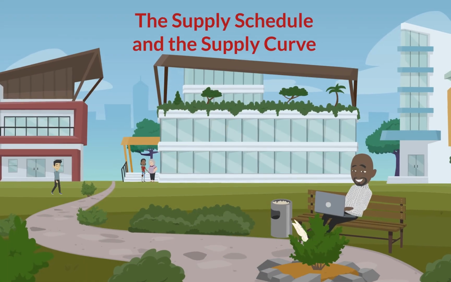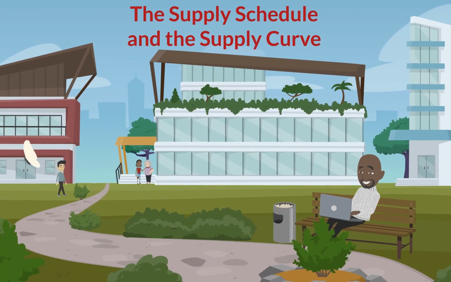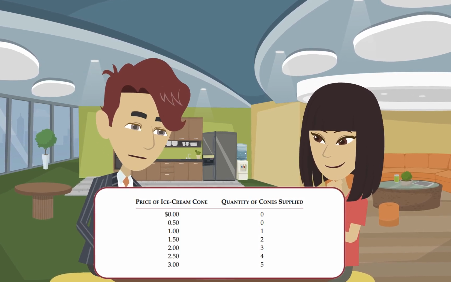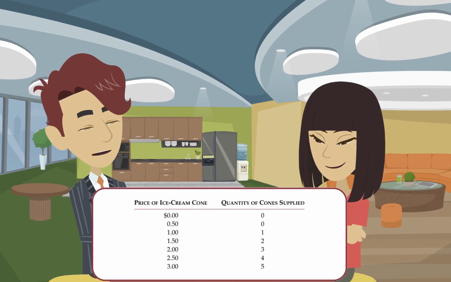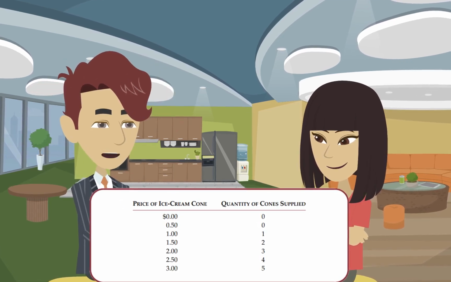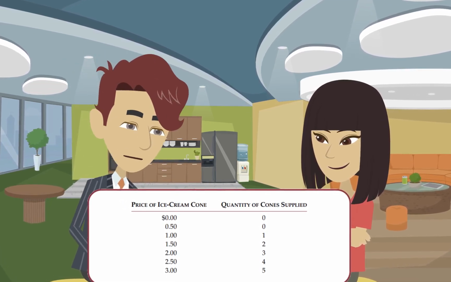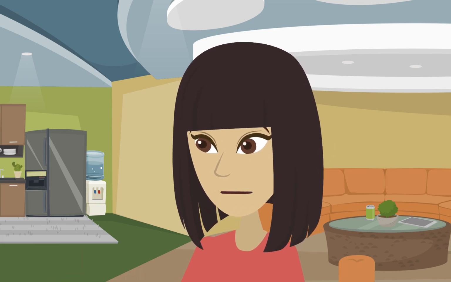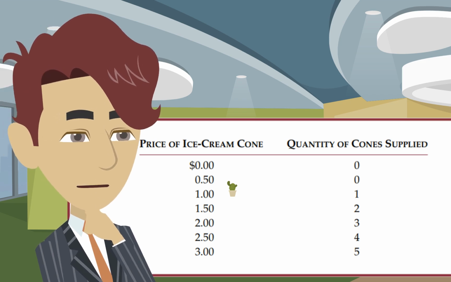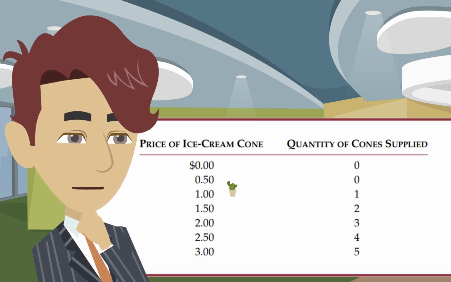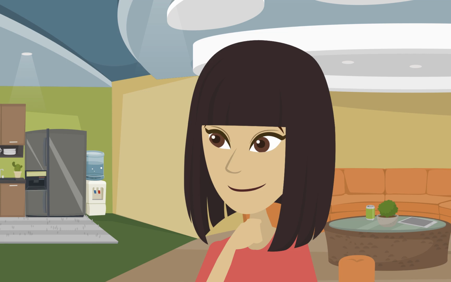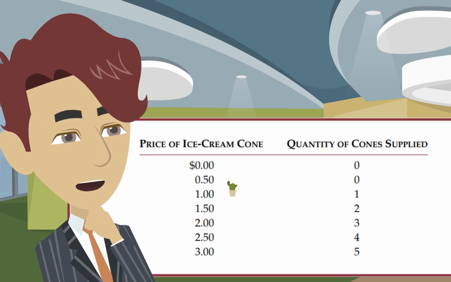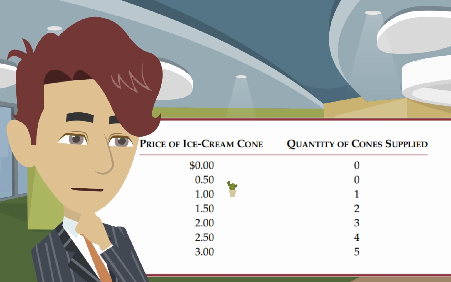The supply schedule and the supply curve. So, let's talk about the supply schedule. It's a table that shows how much of a product, like ice cream, is supplied at different prices. Interesting. How does that work exactly? Well, for example, at a price below $1, an ice cream seller, let's say Ben, won't supply any ice cream. But as the price rises, he supplies more.